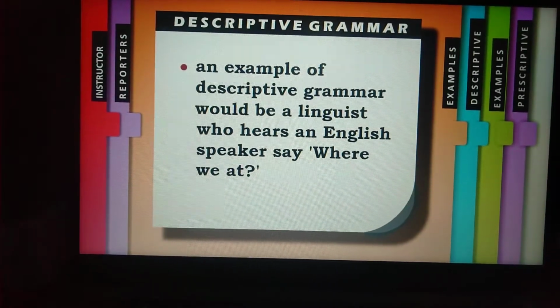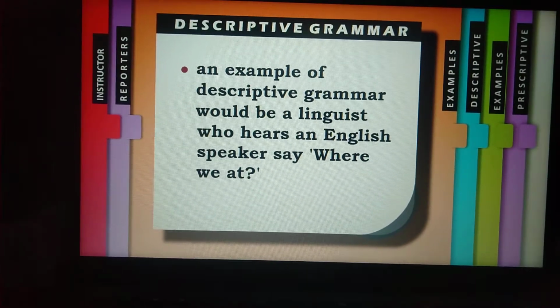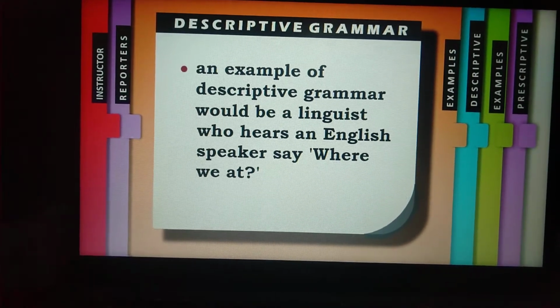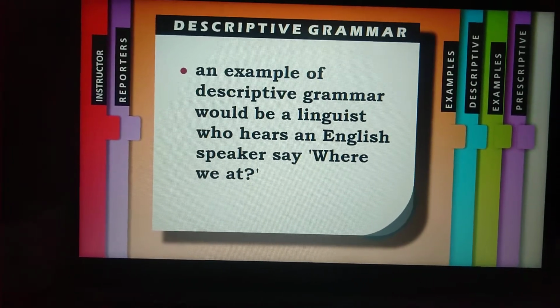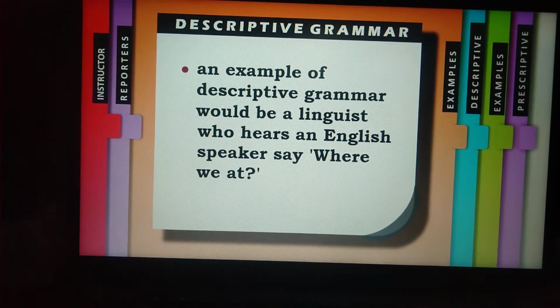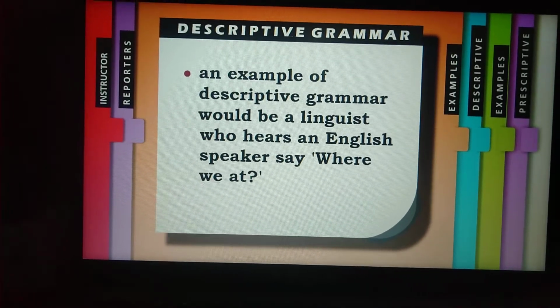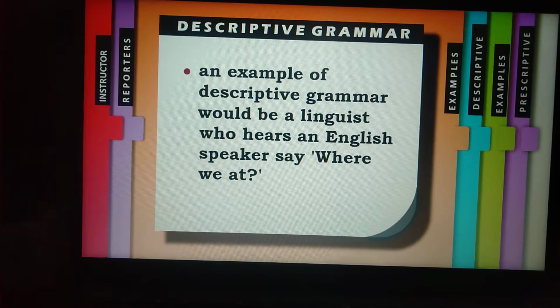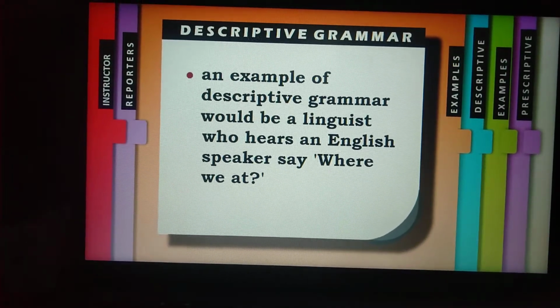An example of descriptive grammar would be a linguist who hears an English speaker say, "Where we at?" Now, descriptive grammar says "me" is becoming increasingly widespread in subject position, so according to descriptive grammar, this sentence is okay: "Jake and me are coming to the party too."